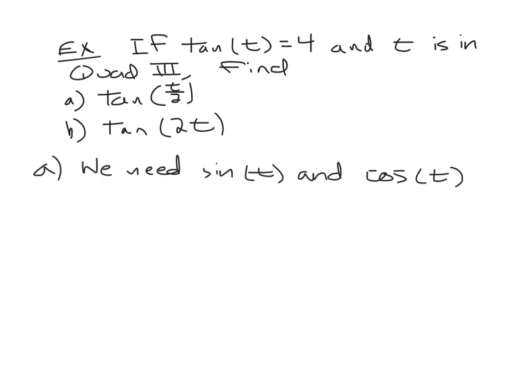So if you look at the half angle formula for tangent, it says the tangent of half of t is 1 minus cosine of t over sine of t. So we need cosine of t and sine of t, and we can't get that from just the fact that tangent of t equals 4. But here's how we can get it.